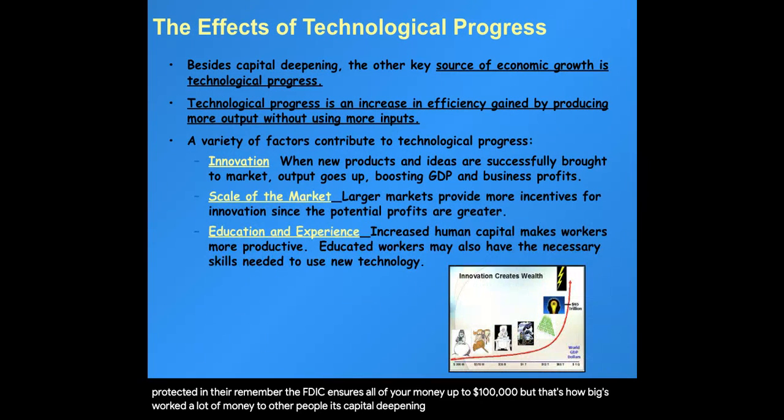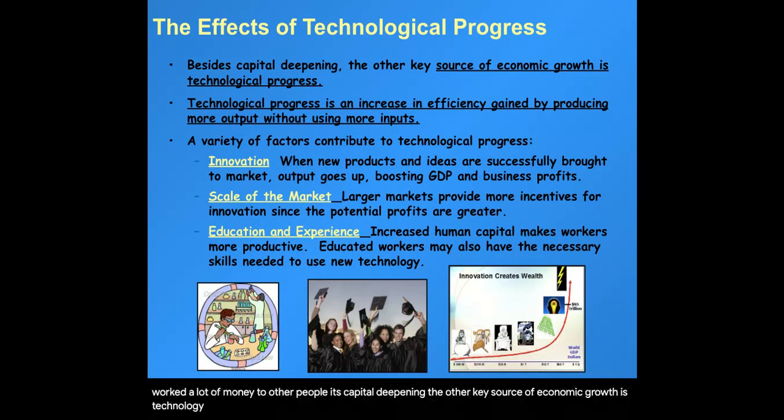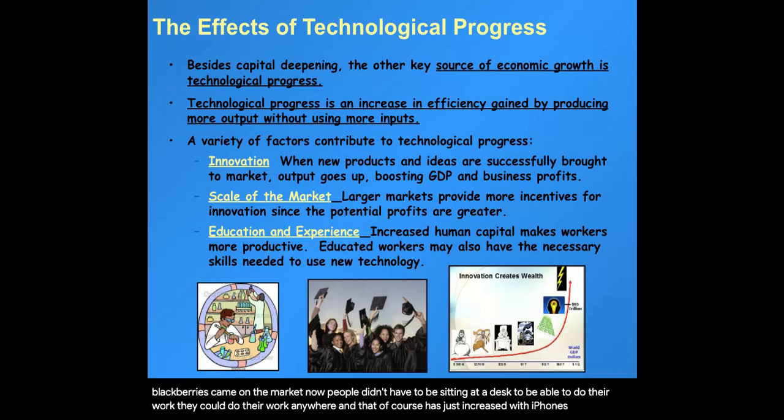Besides capital deepening, the other key source of economic growth is technological progress. Technological progress is an increase in efficiency gained by producing more output without using more inputs. So we can have innovations and new ideas, like we learned about last unit. We had an innovation once when BlackBerries came on the market. Now people didn't have to be sitting at a desk to do their work. They could do their work anywhere. And that, of course, has just increased with iPhones and Androids. Now people can respond at all times of the day or night, anytime you can be contacted.